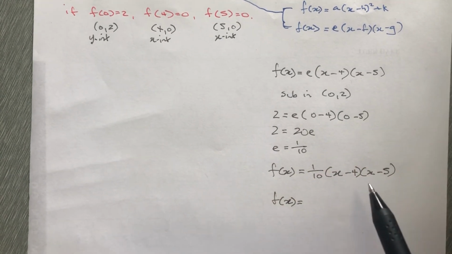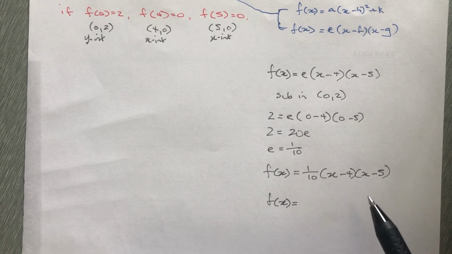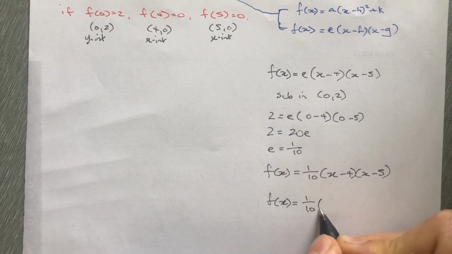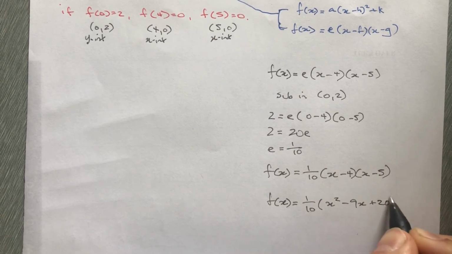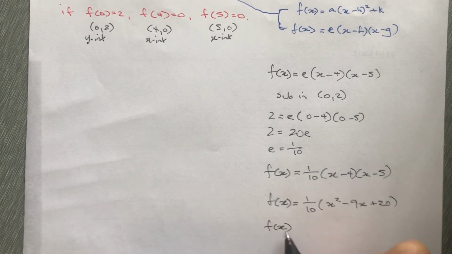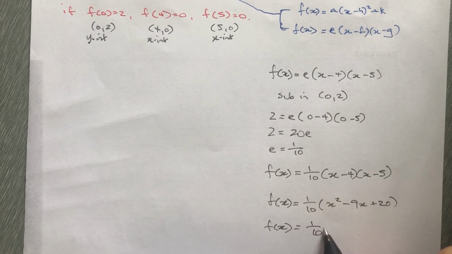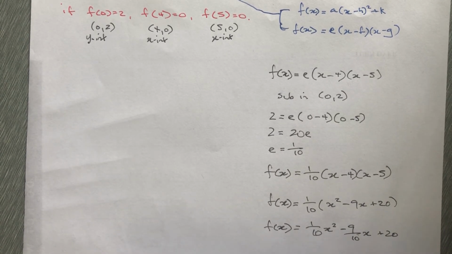So firstly I'm going to use FOIL with these two, and then I'll apply my 1 on 10 to all the terms. Okay, so I'll use FOIL to expand that one. Now I need to times every term by 1 on 10. Oops. Okay, oh, that's not 20, that's 2.